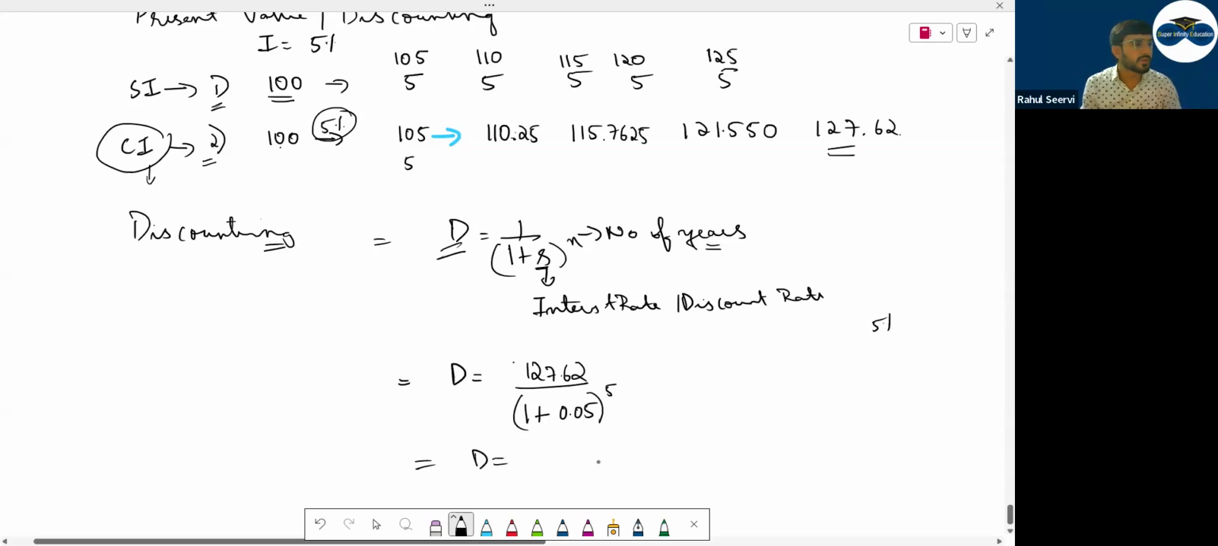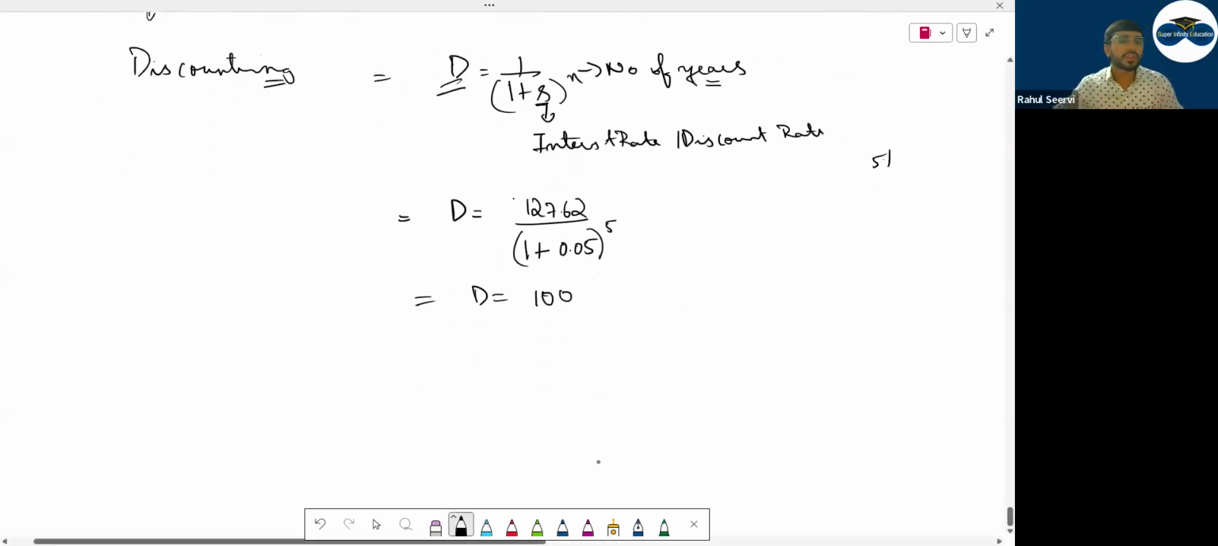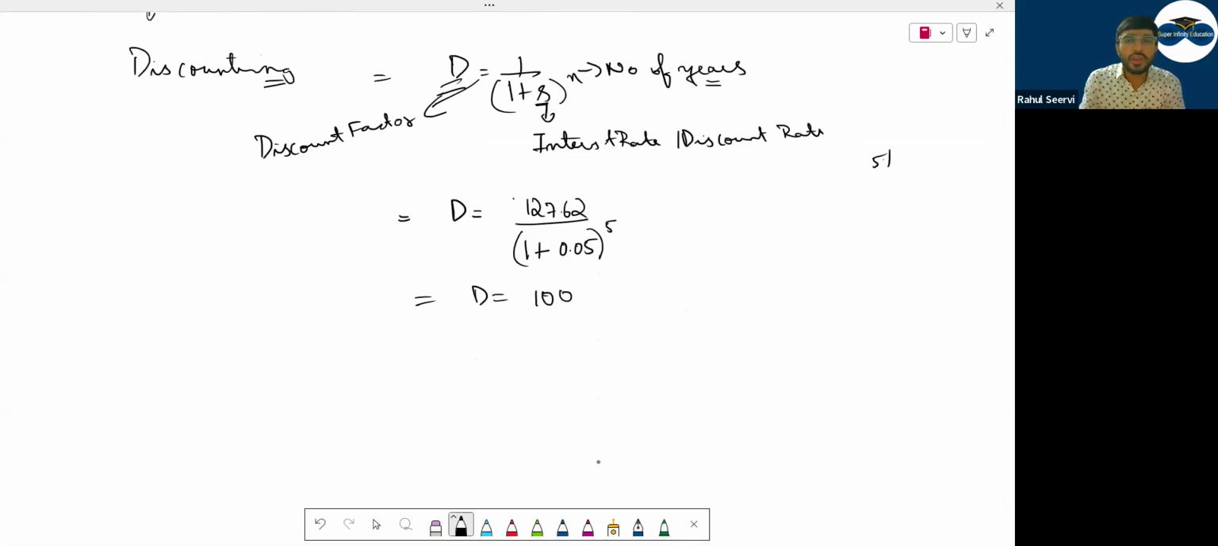So if you do this, what answer will you get? Can anyone calculate this for me? It will be 100, yes or no? Sir, we don't know how to do this. Do you have a normal calculator with you? This discount formula which I've given will help you to calculate the discount factor. What you can do is calculate 1 divided by 1 plus 0.05 to the power of 5, into the value which you receive after 5 years.